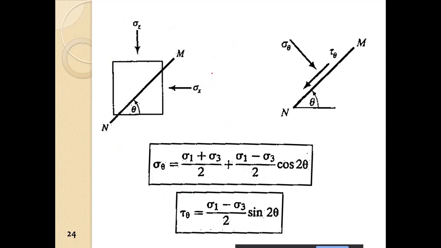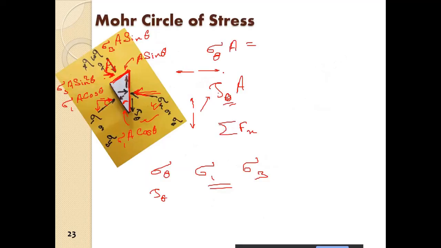So ultimately we have this particular expression. We have sigma 3 here, and this is sigma 1. If this is theta, then sigma theta is equal to sigma 1 plus sigma 3 by 2 plus sigma 1 minus sigma 3 by 2 cos of twice theta. Alright, so you have to convert it into forces.